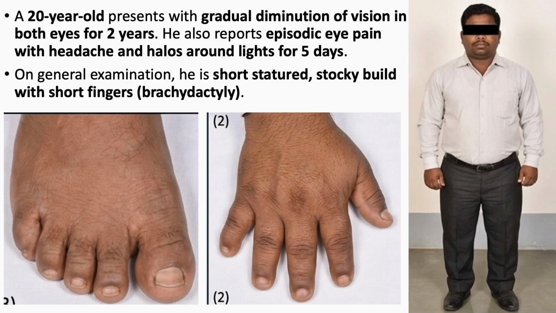On general examination, if you notice, the patient has a short stature build and short fingers, called brachydactyly. This phenotype is important. It points toward a systemic syndrome, possibly WMS or Weil-Marchesani syndrome.